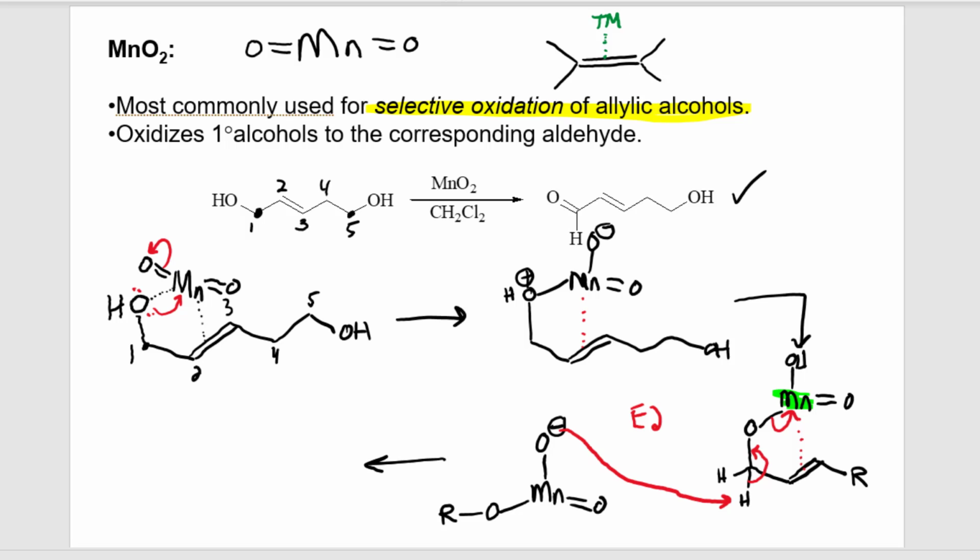This is what gets us to the final product of the aldehyde. 1, 2, 3, 4, 5, the alcohol. And there you go.